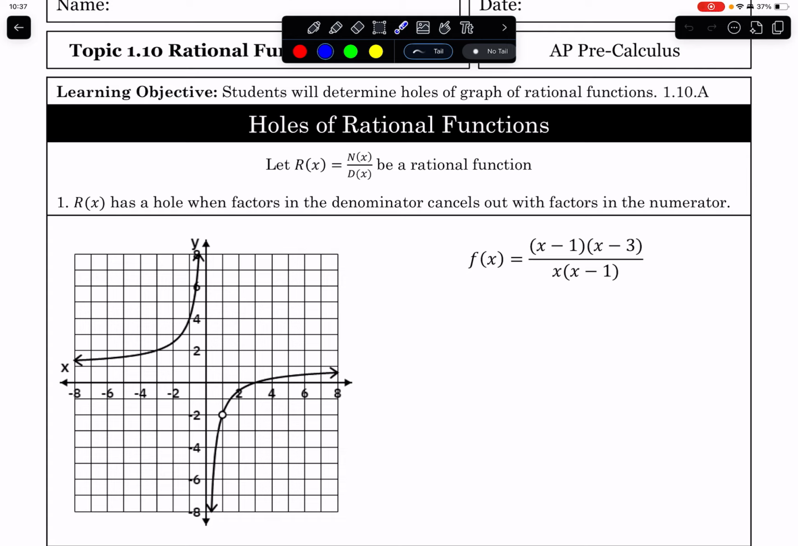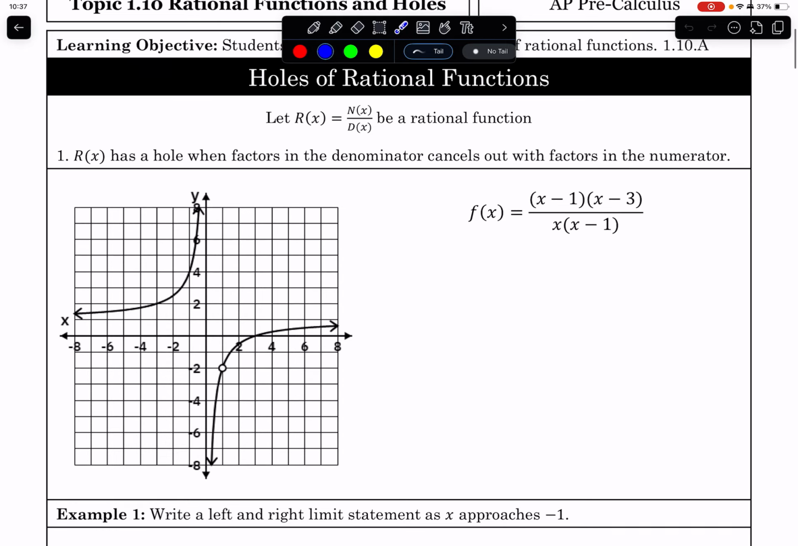Well, we're going to look at the exact same situation, but this time where the domain value matches with a factor of the numerator. So a hole in a rational function exists when factors in the numerator cancel out with the factors in the denominator. So for example, let's look at this example that we have right here, okay?